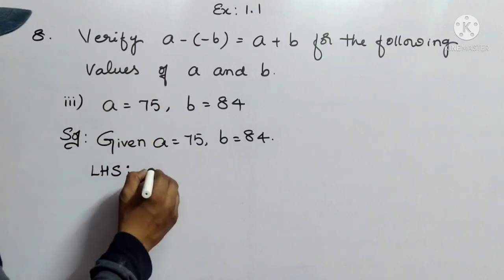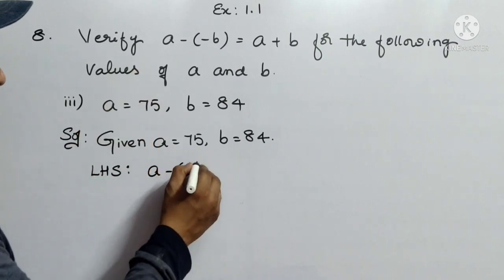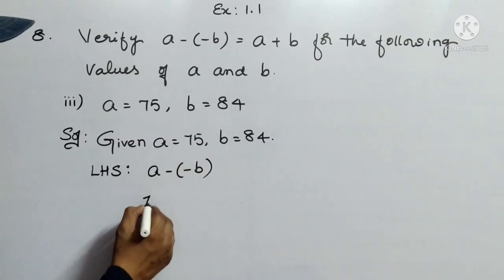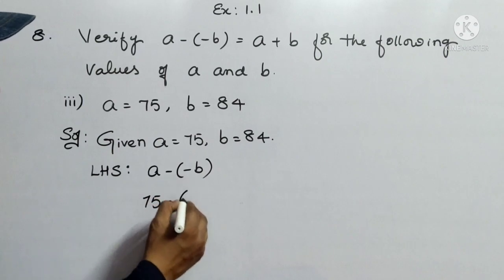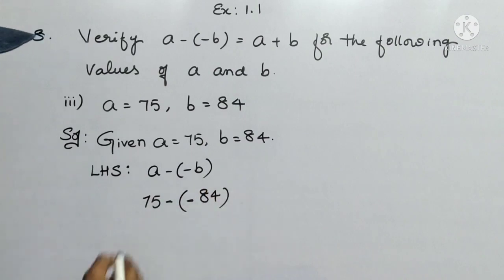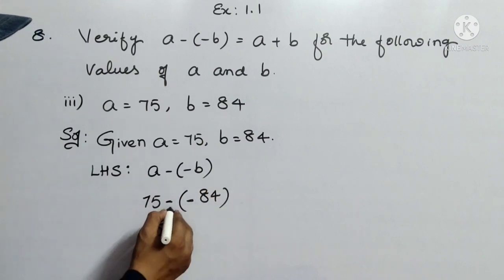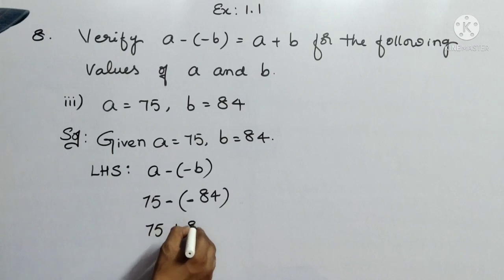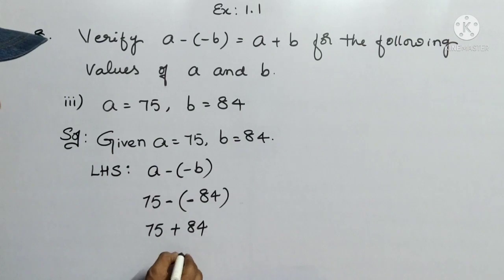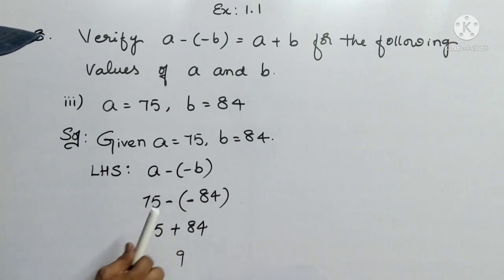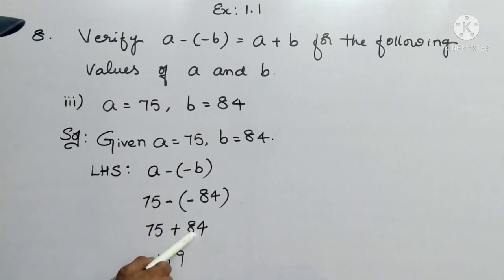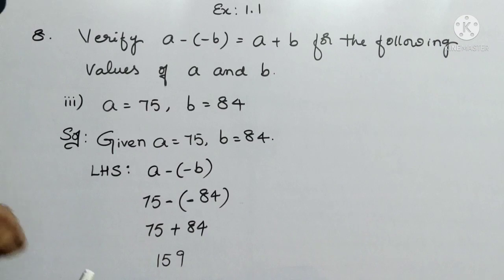What is LHS? A minus of minus B. Okay. So what is the A value, children, now? 75 minus of minus 84. So 75 minus into minus is plus 84. Okay. Now 5 plus 4, 9. 8 plus 7, 15. 5 plus 4, 9. 7 plus 8, 15.